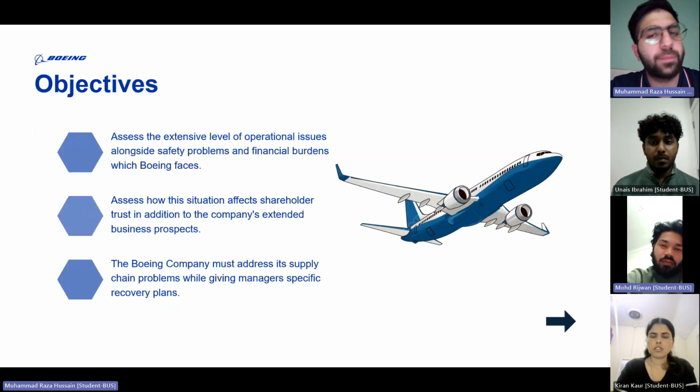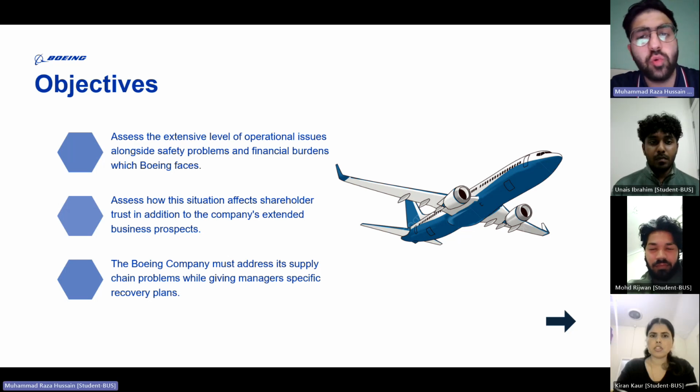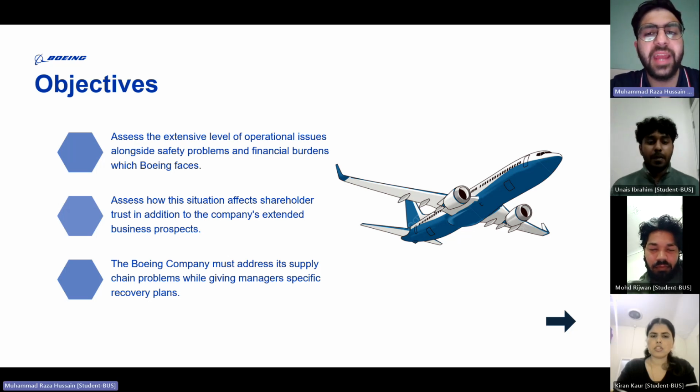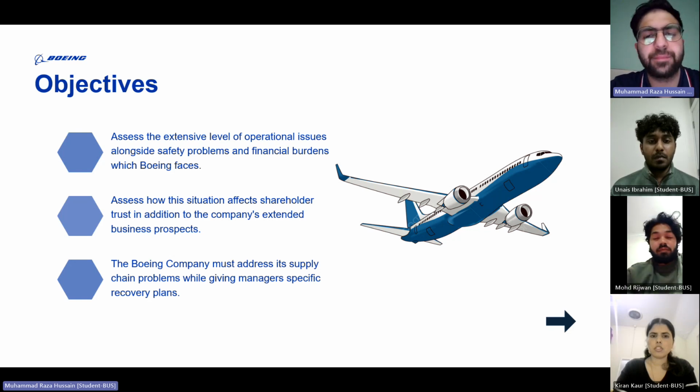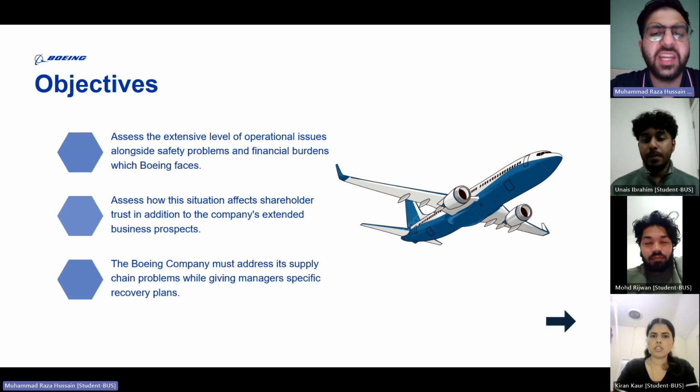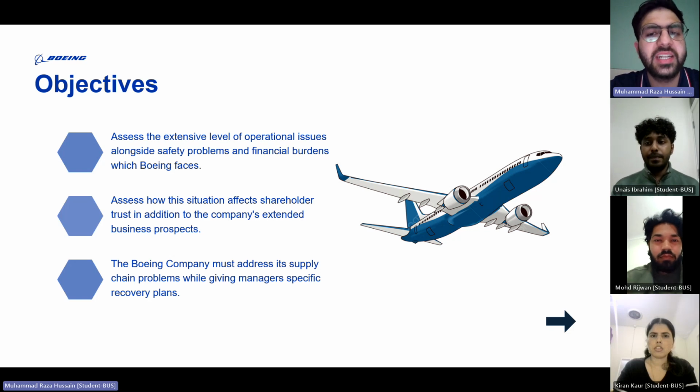My next slide is objective. Boeing's issues are of a wide range, beyond one product failure. The 737 MAX is the tip of the iceberg, but we will evaluate the operational, safety and financial failures that have compounded over time, focusing on understanding systemic issues, including safety lapses, supply chain breakdowns, and poor leadership decisions.